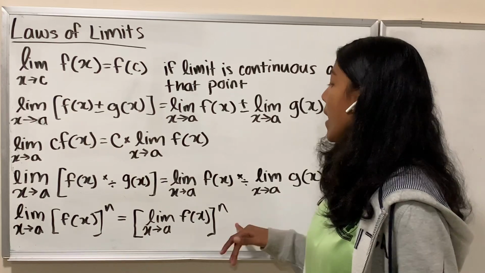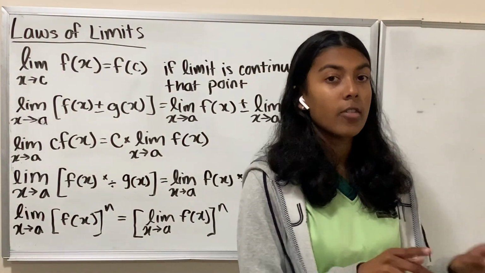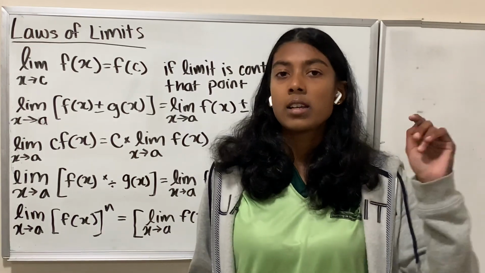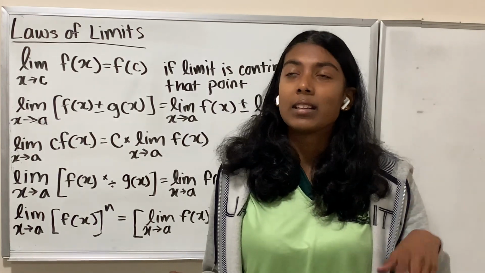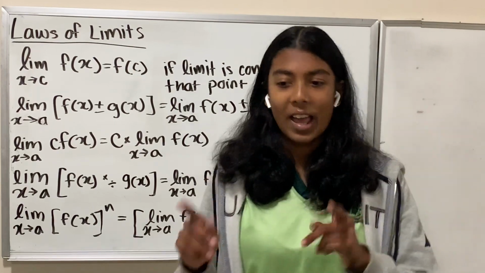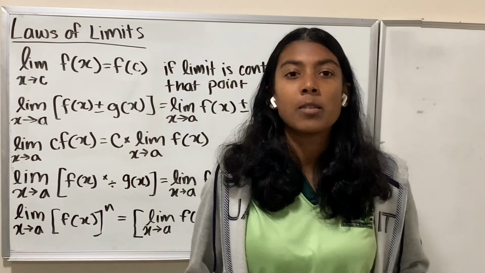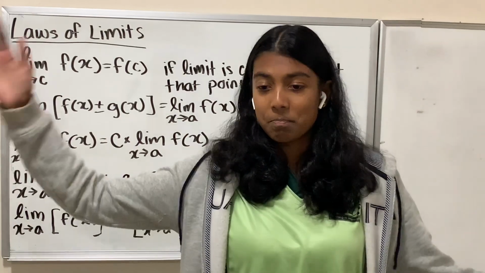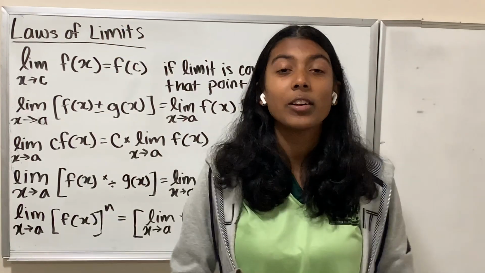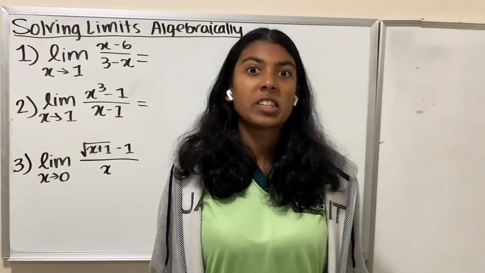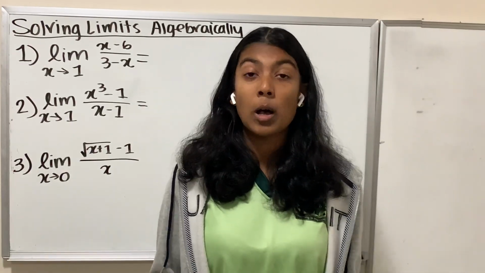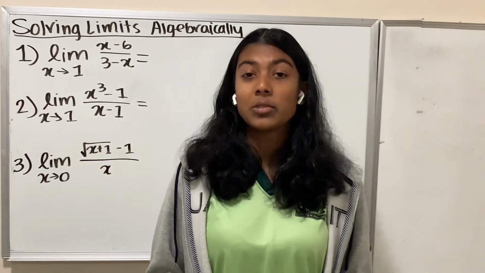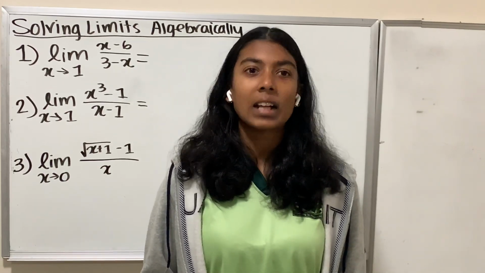And finally, our last rule is the limit of f of x to the nth power as x approaches a can be simplified as the limit of f of x as x approaches a, to the entire power of n. Meaning basically we take our exponent out and then just find the limit and then just take the power at the very end. So solving limits algebraically, well, this is possibly the best thing that could ever happen to us because, like I said before, doing a graph or table every time kind of sucks.